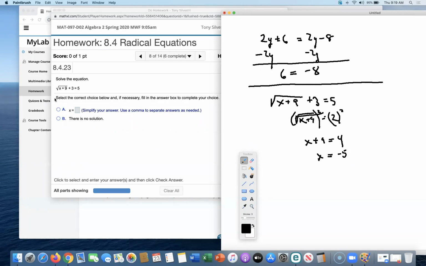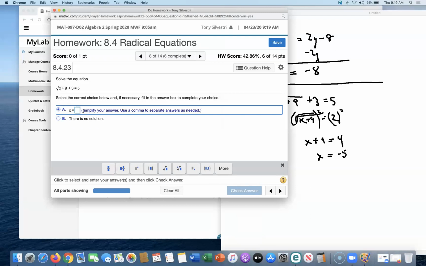Plug it in. Minus 5 in the original problem. Minus 5 plus 9 is 4. Square root of 4 is 2. 2 plus 3 is 5. Yay! Try to throw some excitement into these problems.